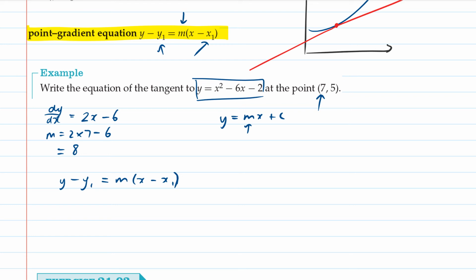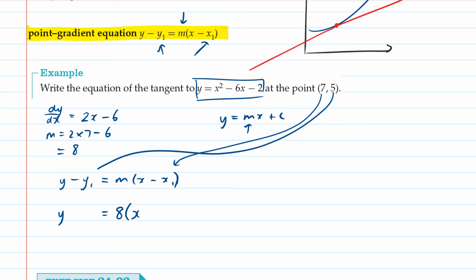And so I'll start by writing it out again, and instead of m, I'm going to write my gradient of 8. So we have 8 bracket, and we're going to leave our x and y in there because we need an x and y in a straight line. Now I'm going to put my coordinates, my 7 in for x, and my 5 in for y. So I've got minus 5 here, and I've got minus 7 here. Now we're going to expand and simplify.